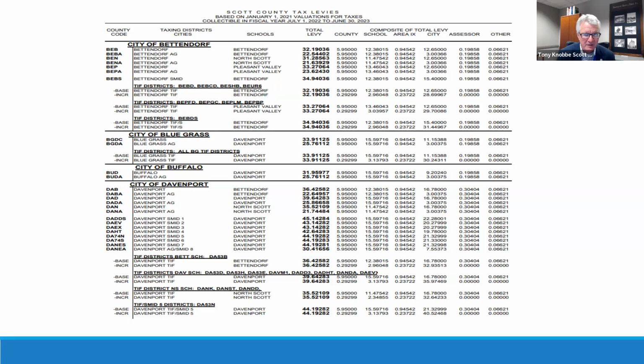TIF is TIF, it's tax increment financing where the future taxes pay for current improvements and so forth. So you can see every column is represented here. The total levy down the middle is made up of all those to the right: the county, school, community college, city, assessor, and other. Other is a combination of those taxing districts like fire districts and the extension service and whatnot.